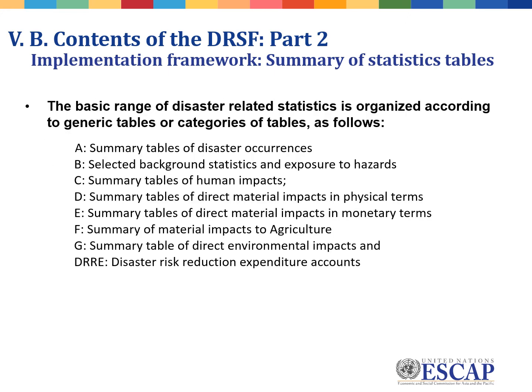So these are the basic range of disaster-related statistics, which are organized according to generic tables or categories of tables as follows. So it follows the order A, B, C, D, E, F, G, and the last one being the disaster reduction expenditure accounts. And these are arranged in the order of the different phases of disaster risk management.